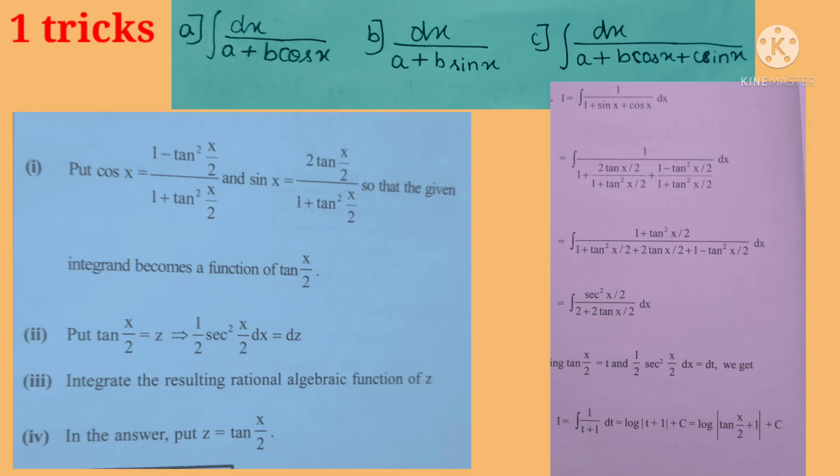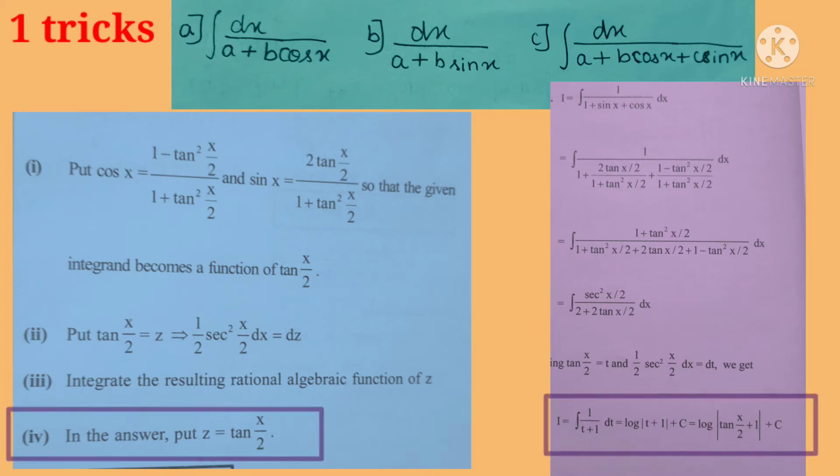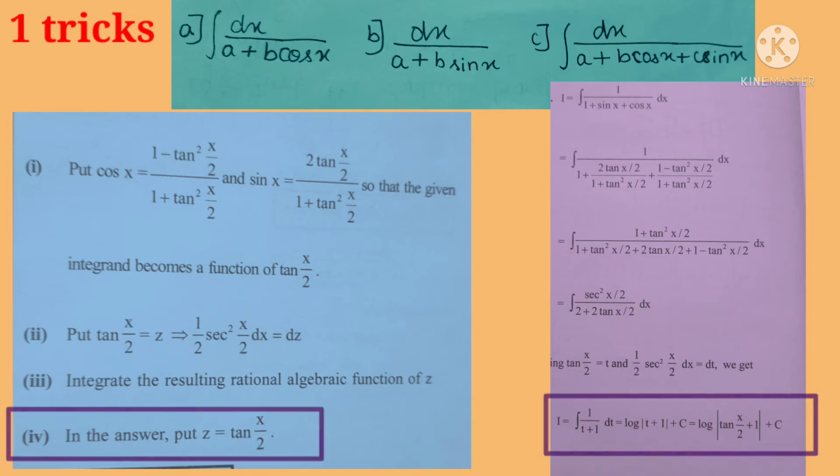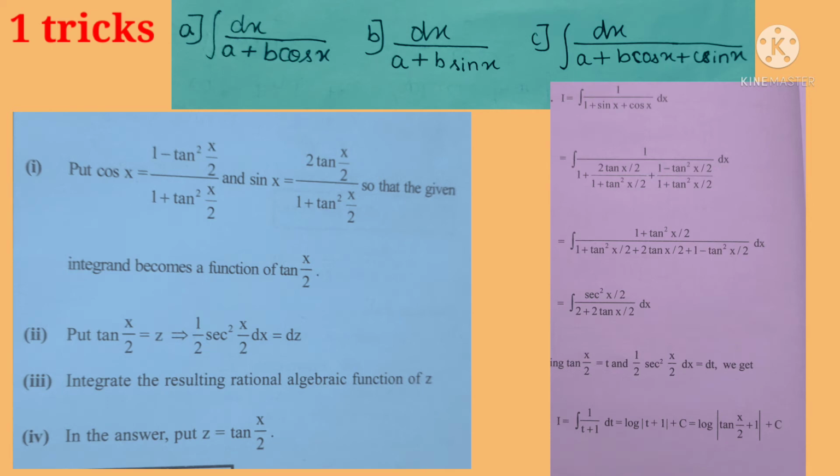Now we can find the integration very easily, as it is a rational algebraic function of t. Fourth step: we need to re-substitute the value of t, which is tan of x by 2, and we will get the answer. I have just shown on the right hand side, in the examples part, how we need to deal with the question. So if any of these 3 forms comes, we need to use only one trick: put the values of cos and sin, substitute tan x by 2 is equal to t, then re-substitute, and we will get the answer.